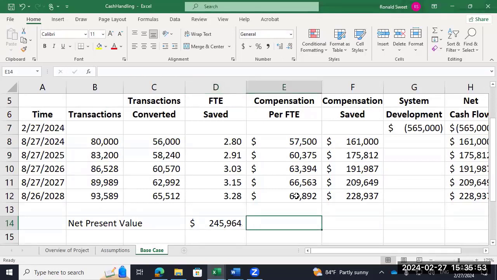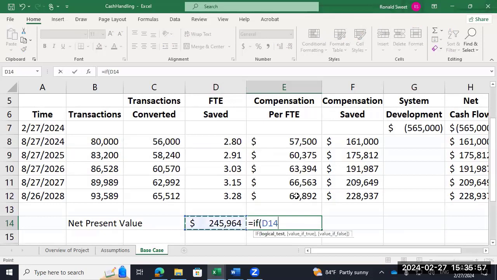So let's do our accept rejects. So accept reject, we're going to say if the net present value is greater than 0, comma, I'm going to say greater than or equal to 0. It's unlikely it's going to be exactly 0, comma, I'm going to tell it to accept. Otherwise, what I want to do, I want to reject. All right. So that's the NPV rule. If it's greater than or equal to 0, you accept it. If it's less than 0, you reject it. I'm using the if function.